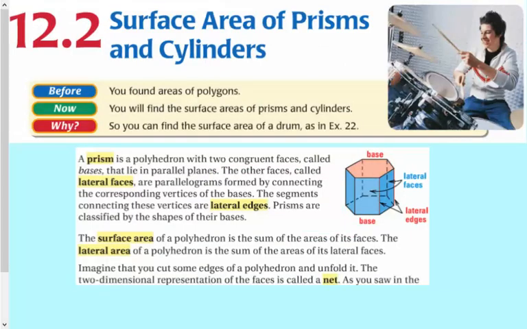So first of all, a prism is a polyhedron with two congruent faces called bases that lie in parallel planes. The other faces are called the lateral faces, and then you have lateral edges. There are two different things: the surface area, which is all the faces, and the lateral area. Keep in mind, lateral area is only the sum of the lateral faces.